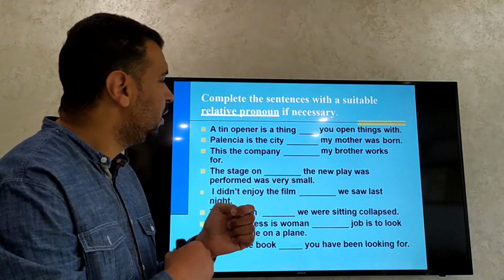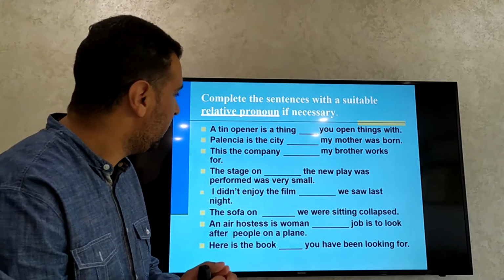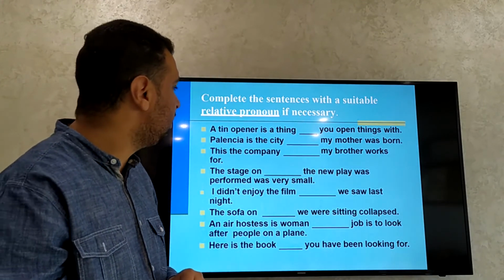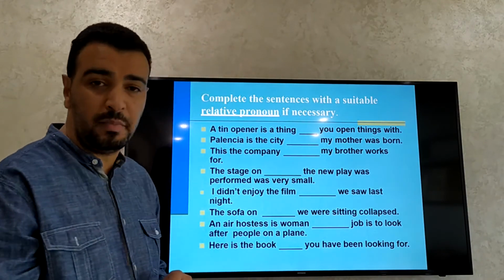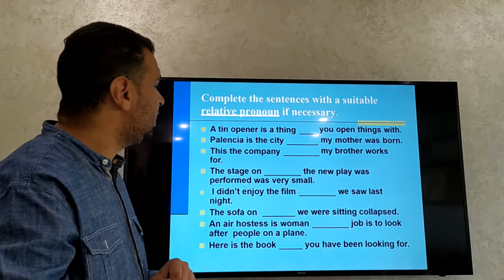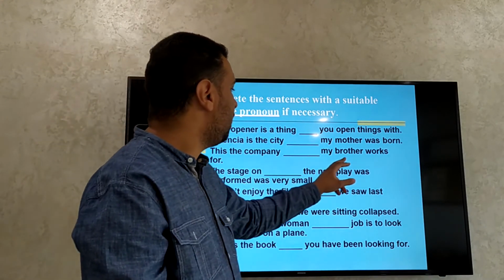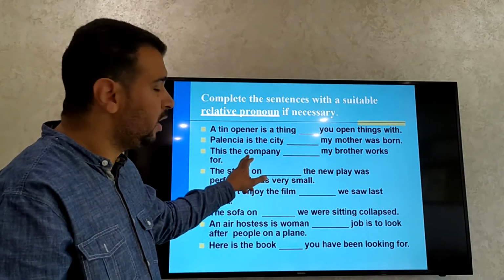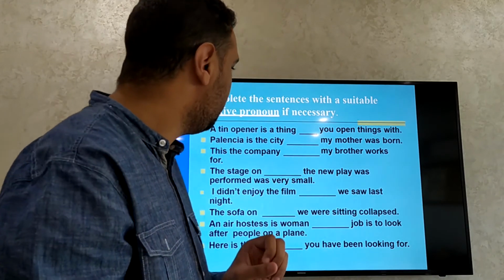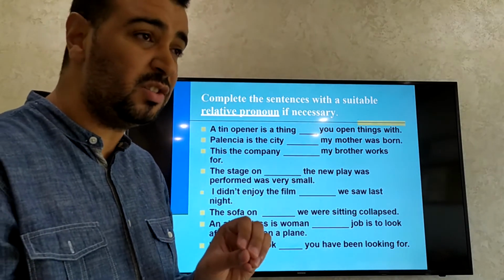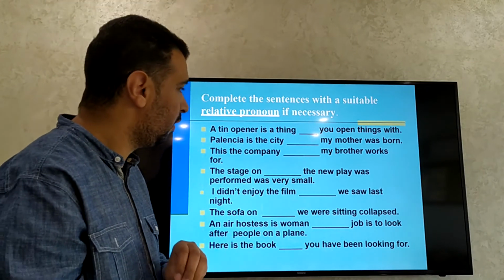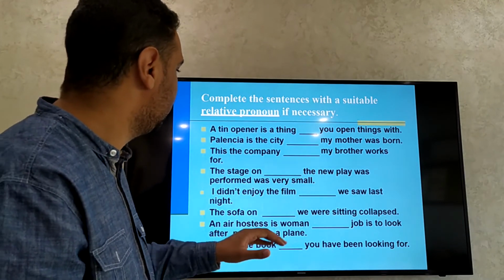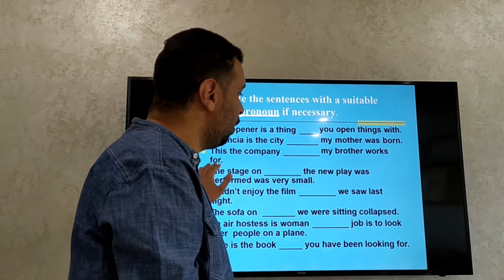"Palencia is the city my father was born." Okay, we're talking about a place, and the relative pronoun is "where". Can I omit it? No. "This is the company my brother works for." So right here, we have the company. Are we referring to the company as an object or as a place? I think right here it is not a place, it is a thing, it is an object.